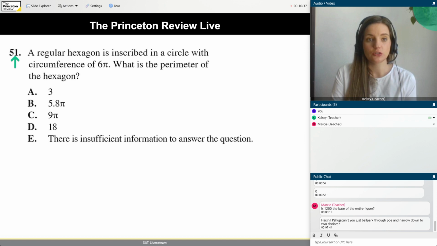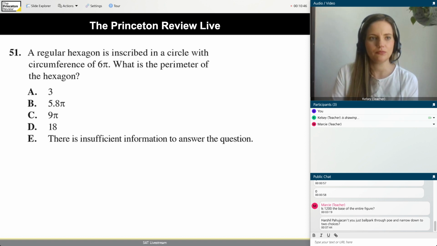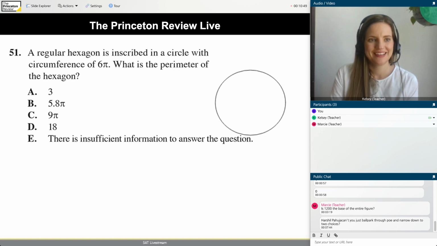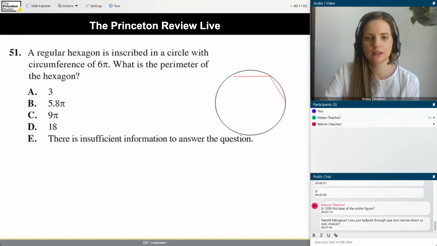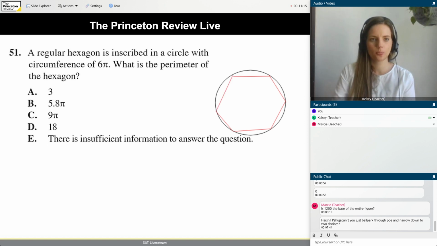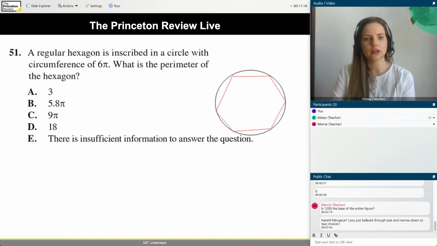So first thing we're going to do is draw this. And it doesn't have to be beautiful, but it needs to be kind of down on the page so we can understand what we're looking at. Okay, so we've got a circle, and let's give ourselves some sort of a hexagon here. Doesn't have to be pretty. Remembering that a hexagon has 6 sides. Okay. So we have a regular hexagon inscribed in a circle.